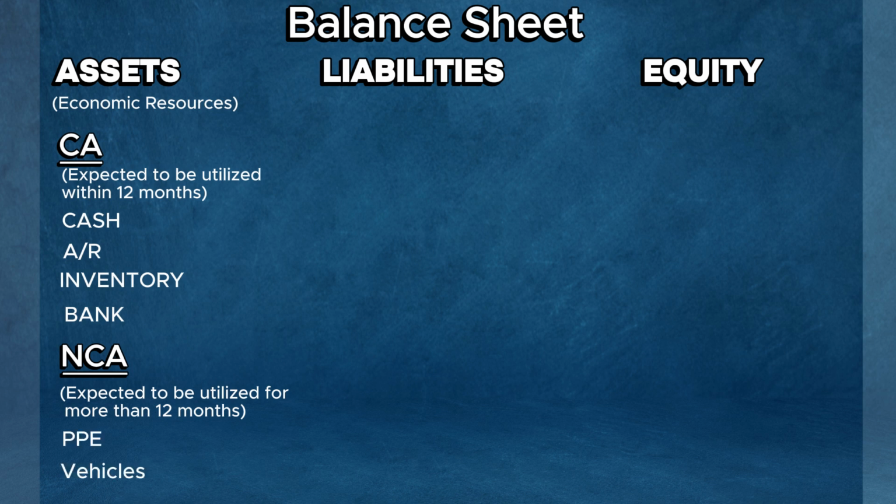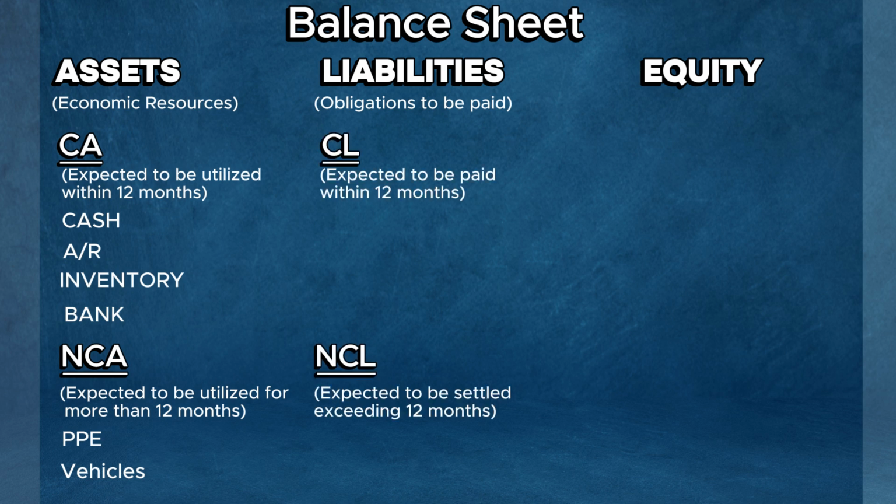The second key component of the balance sheet is liability. Liability simply means the obligations that a business needs to pay to its vendors. Just like assets, they are also classified into two types, current liabilities and non-current liabilities. Current liabilities are short-term obligations that are expected to be settled within 12 months. The common examples of current liabilities are accounts payable, taxes, and accrued expenses.